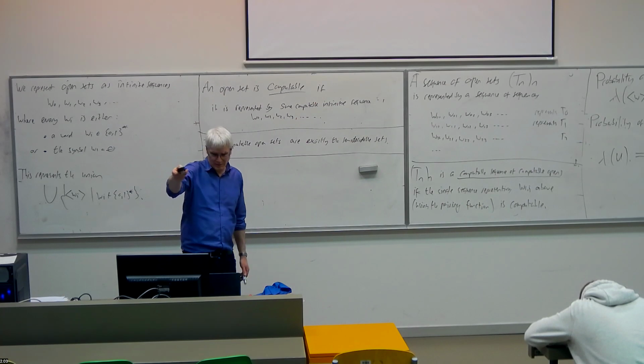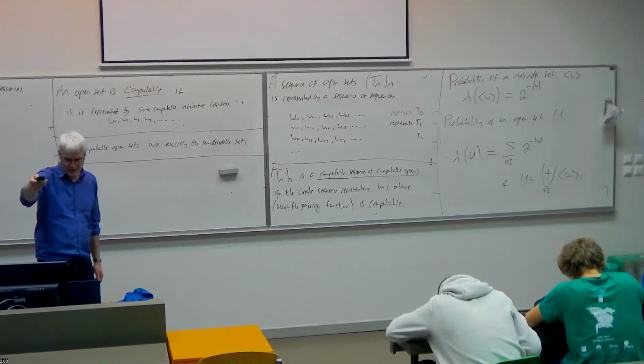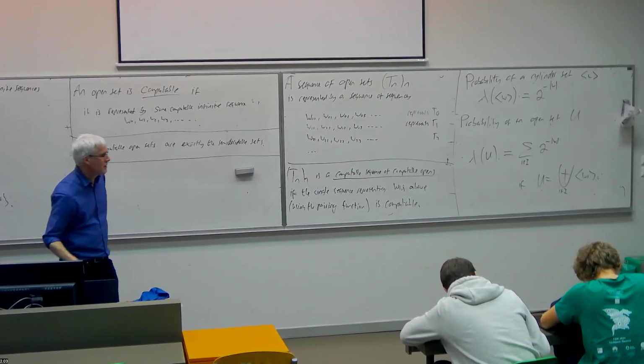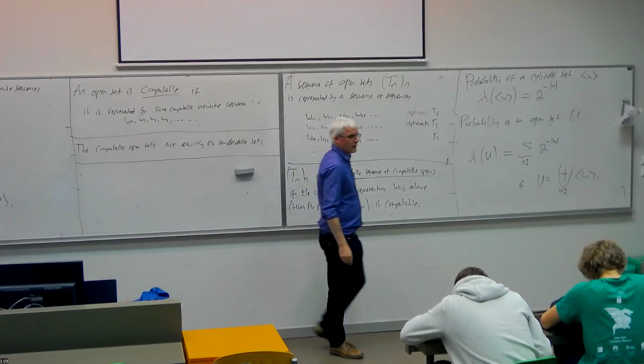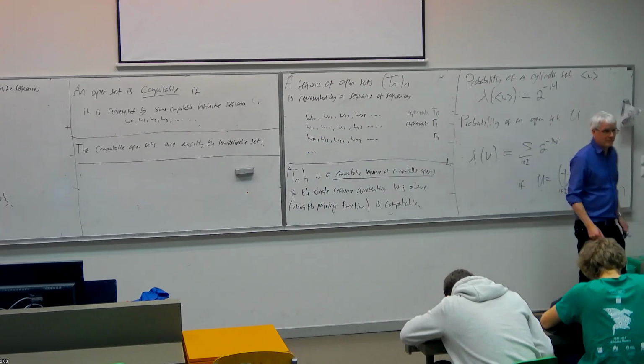Finally, to understand the definition of a Martin-Löf random sequence, we also have the notion of a computable rate of convergence.